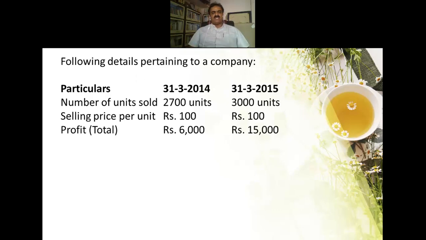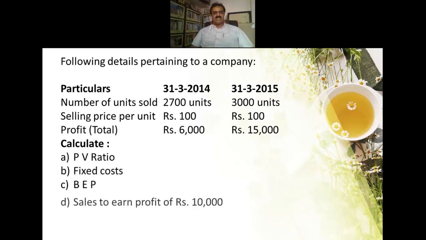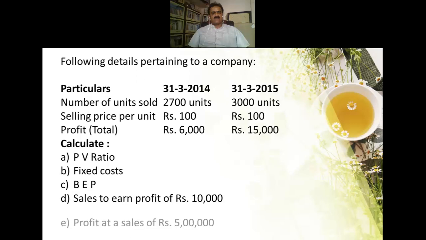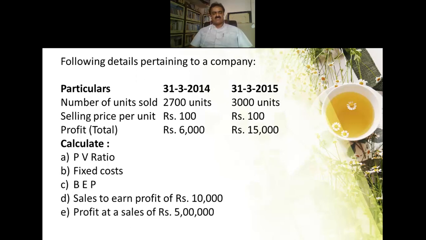If sales and profit are given, how to calculate the PV ratio, how to calculate fixed cost, break-even point, sales to earn a profit of 10,000, and what is the profit at sales of 5 lakh rupees. In the previous module, we solved problems where the information was given pertaining to sales, variable cost, and fixed cost. And there is another way to calculate the PV ratio and break-even point, and further calculations, if only profit and sales are given.